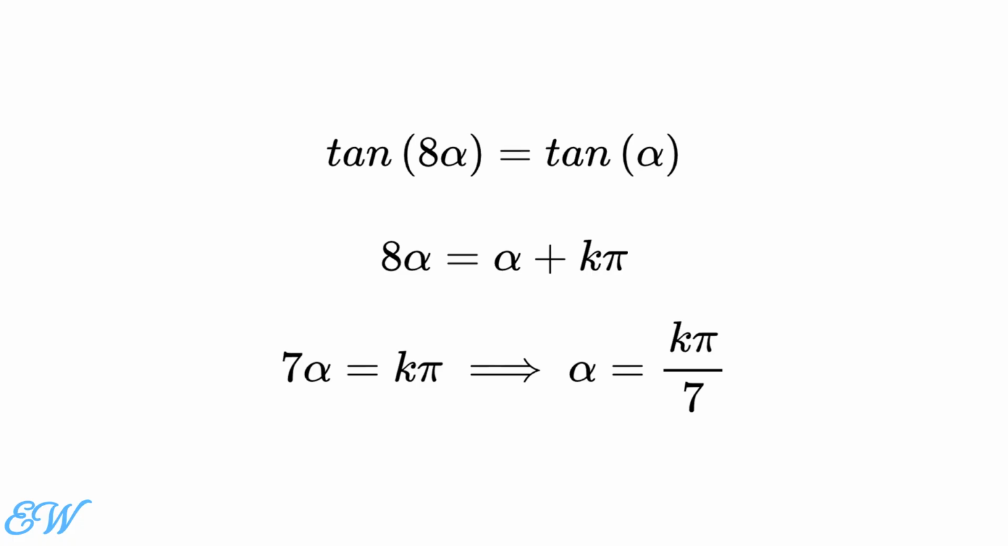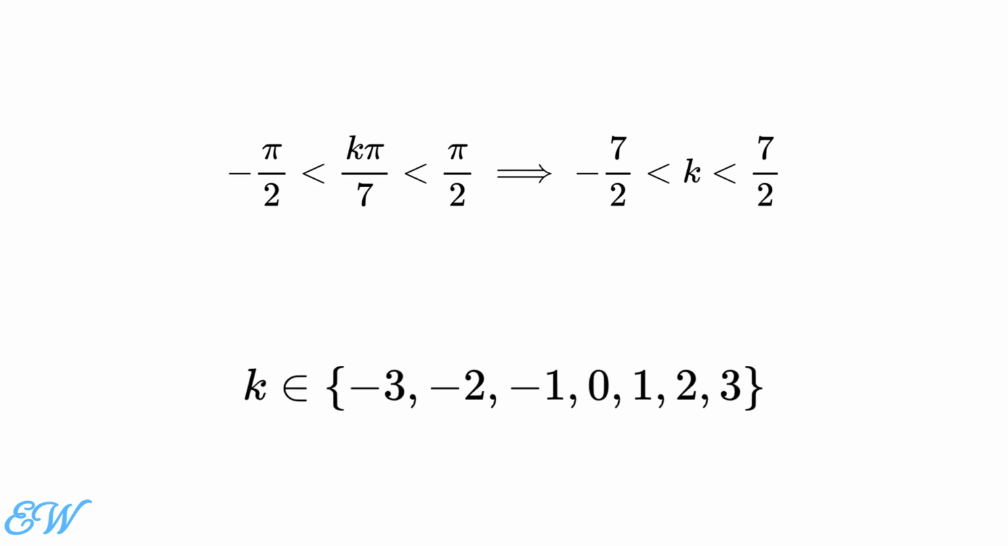Now we know that the tangent graph has a period of pi. So we know that in order for two tangent values to be equal, they must have an angle that is an integer multiple of pi away from each other. So we can say that 8 alpha is equal to alpha plus some integer k times pi. Now we simplify this equation and we get that alpha is equal to k pi over 7.